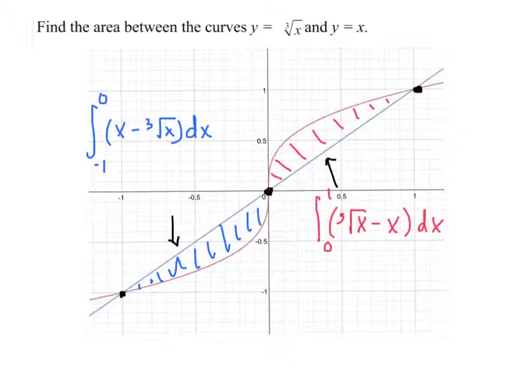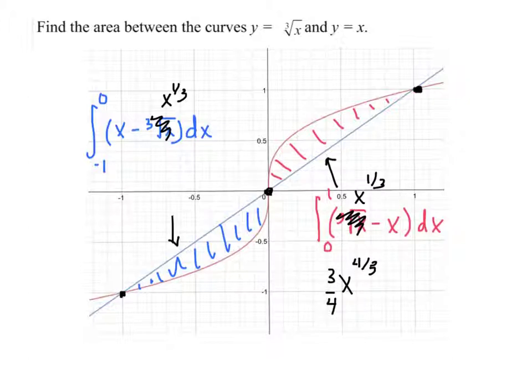Now, I would probably start by saying, instead of having this be the cube root of x, I'm just going to write right above it, this is x to the 1/3. Let me do that over here too. It's always easier to differentiate and integrate exponents than roots. So I raise the power, it becomes x to the 4/3. Dividing by 4/3 is the same as multiplying by 3/4. Evaluate at 1 and 0.